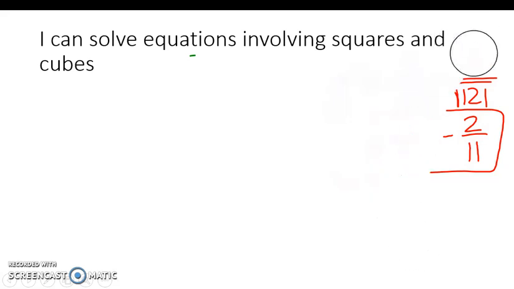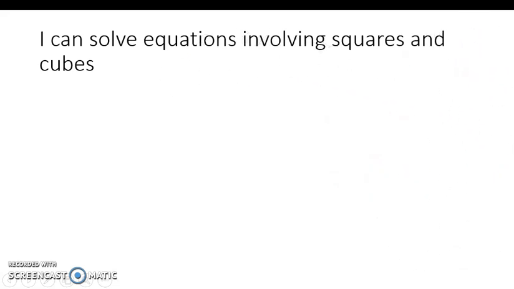All right, I'm going to give you 4 practice problems. These 4 practice problems need to be completed and checked before you can move on to the worksheet.